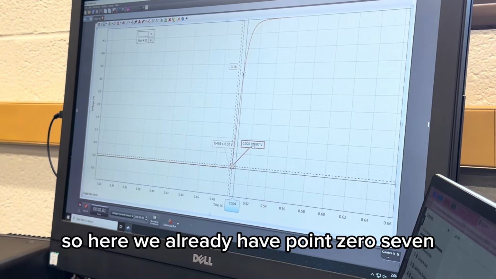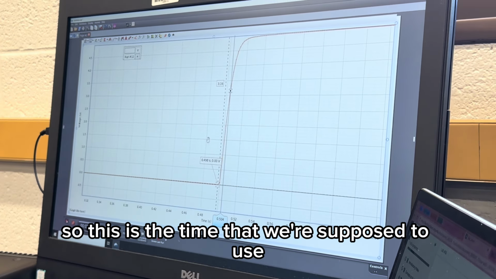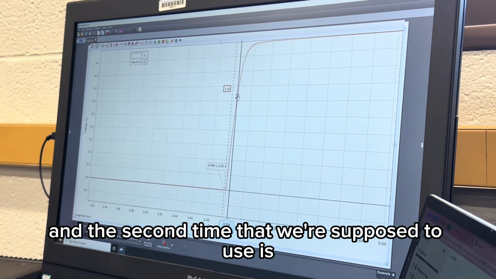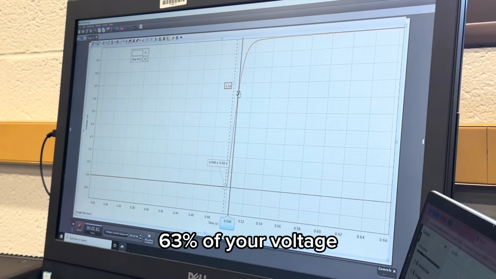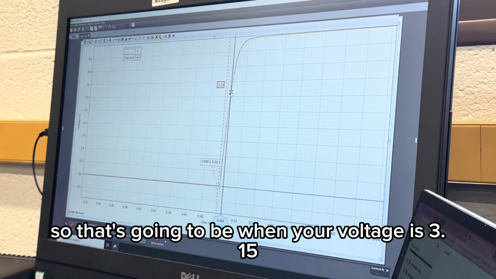So here we already have 0.07, so we know we're not supposed to use this one. So this is the time that we're supposed to use, and the second time that we're supposed to use is 63% of your voltage. So that's going to be when your voltage is 3.15.